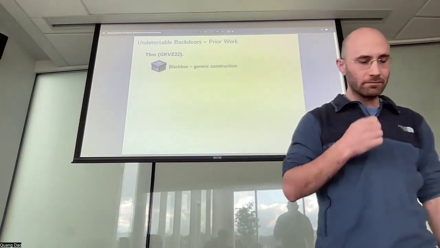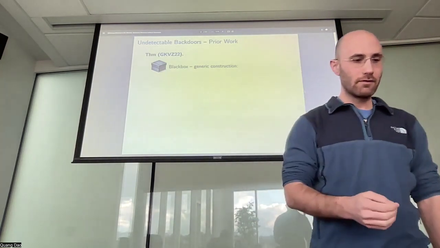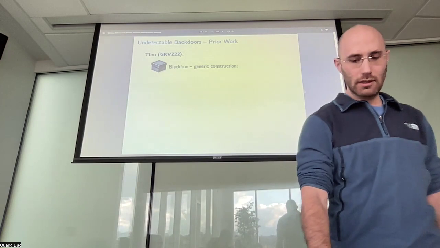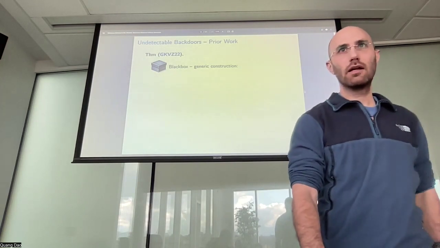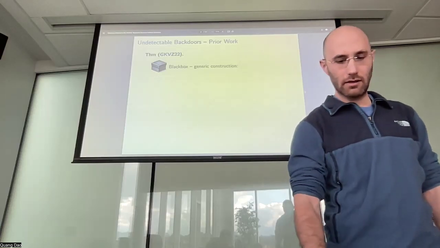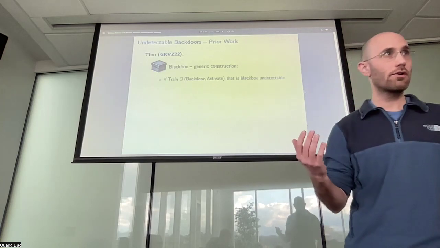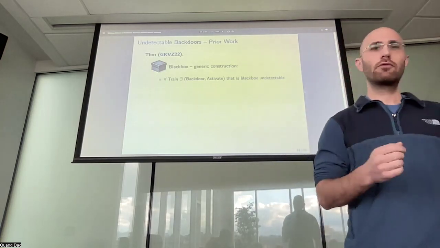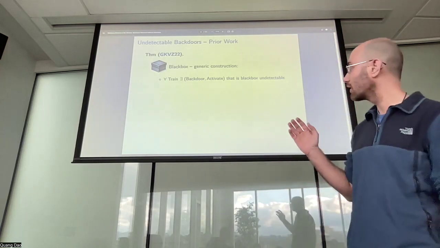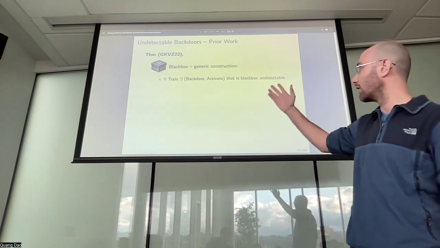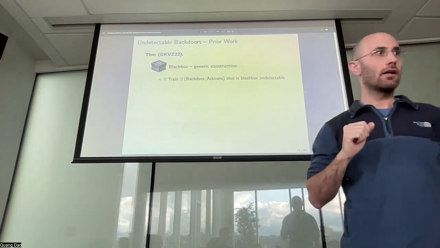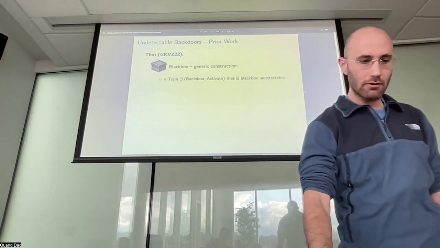Goldwasser, Kim, Vaikuntanathan, and Zamir in 2022 showed indeed that they can construct these kinds of backdoors. So specifically for the black box setting, they show a very general construction, very generic, very simple. It's a simple proof that basically says that for any training algorithm, no matter what it is, you can have a suitable pair of backdoor and activate algorithms that would constitute an undetectable backdoor for this training algorithm.